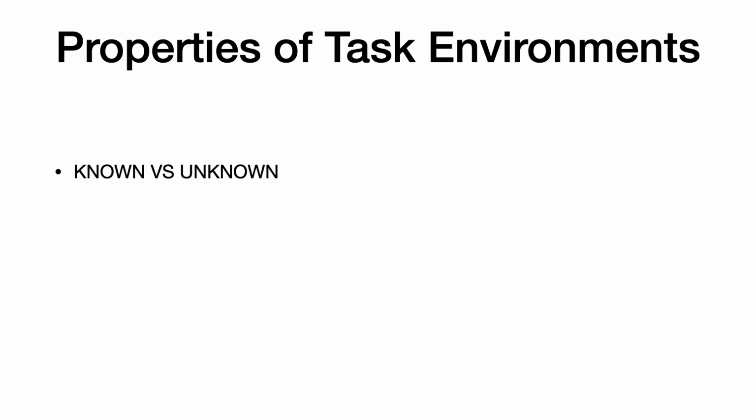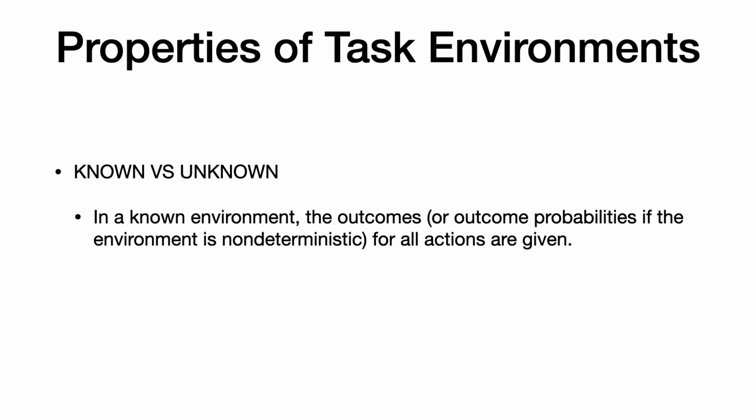And the final one is known versus unknown. In a known environment, the outcomes, or outcome probabilities, for all actions are given. So what the outcomes are going to be, or the outcome probabilities, are all given. So we know something about what all the possible outcomes are, and if it is deterministic, we know perfectly the finite set of outcomes.